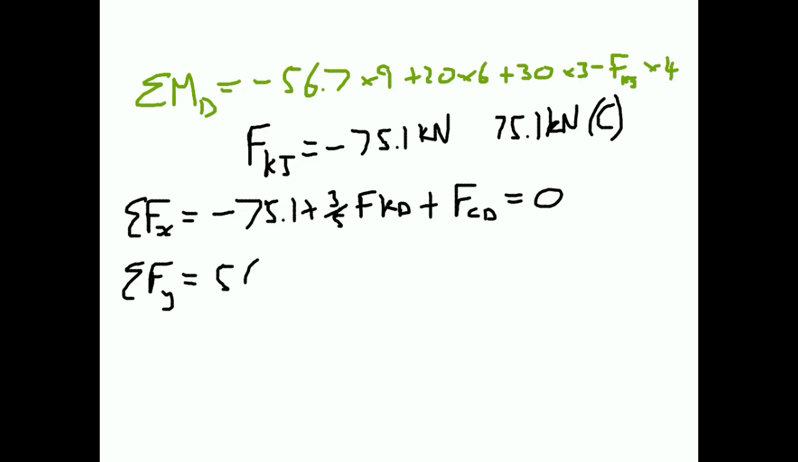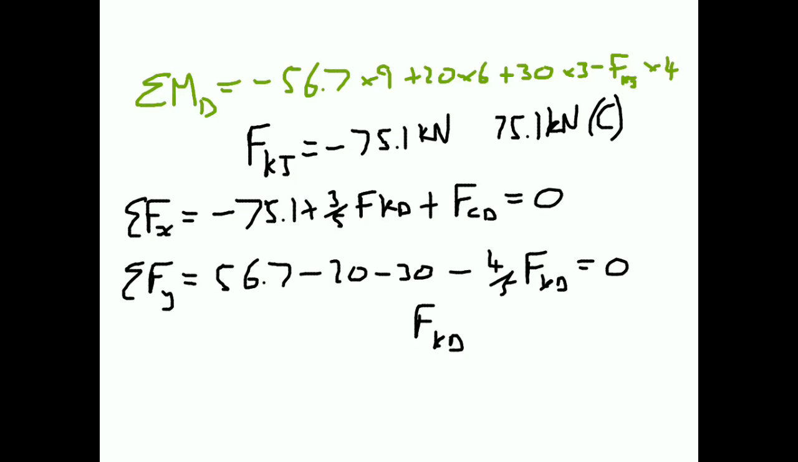It's going to be 56.7, and it's positive because it's going upwards. Minus 20, minus 30. We don't need the minus 40 because the minus 40 sits in a different section. Minus 4/5 of FKD equals 0. So FKD equals 8.38 kilonewtons, and that's in tension because we assumed it was in tension and it came out as positive.